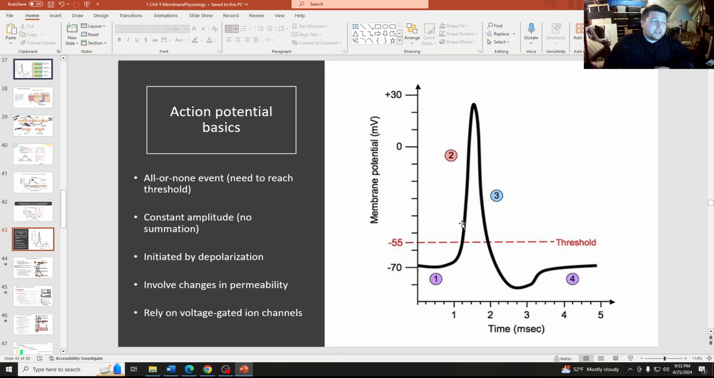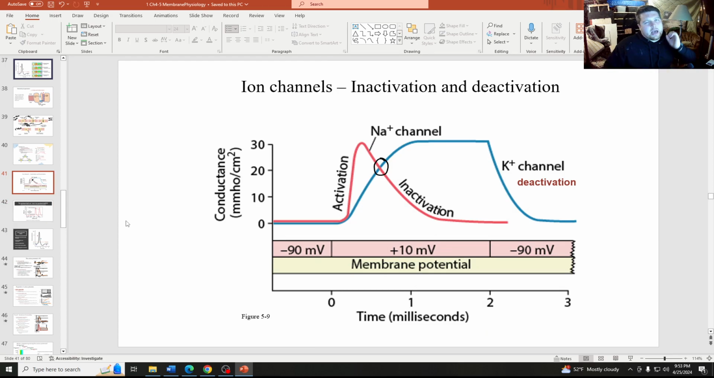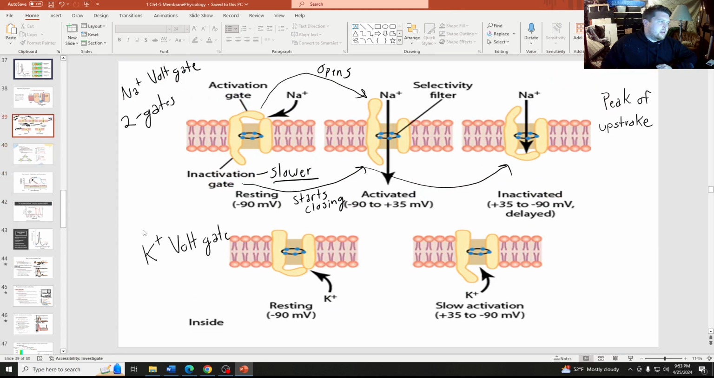Now, the big ones that we're going to talk about in this first week are the sodium and the potassium. We might also touch on the calcium ones as well, if we can get to those. I'm just going to touch on this. We'll look at this a little bit more later, but this is the sodium gated channel and the potassium gated channel shown blown up a little bit more.